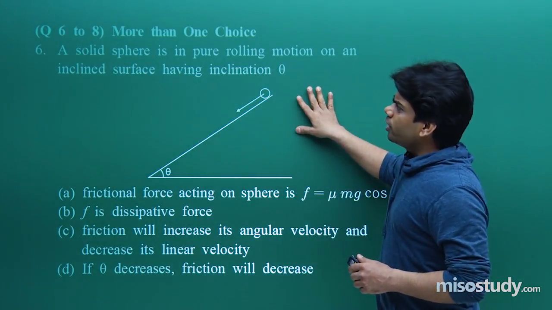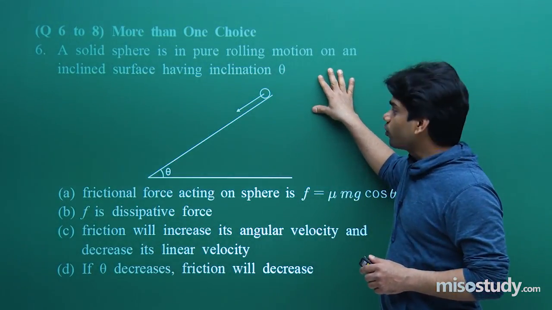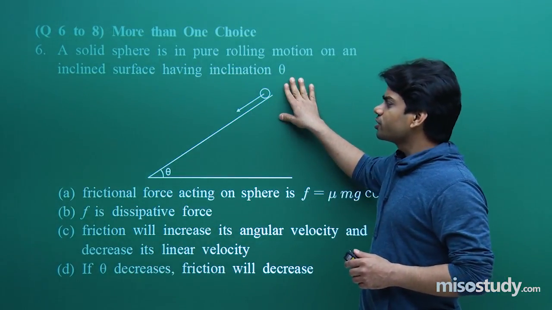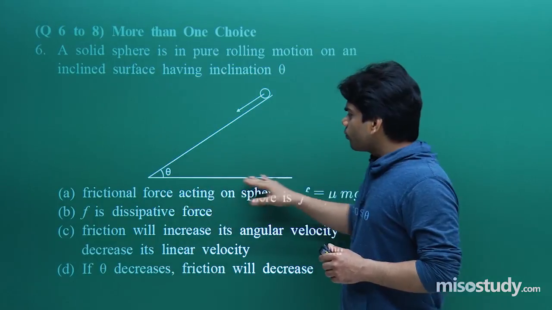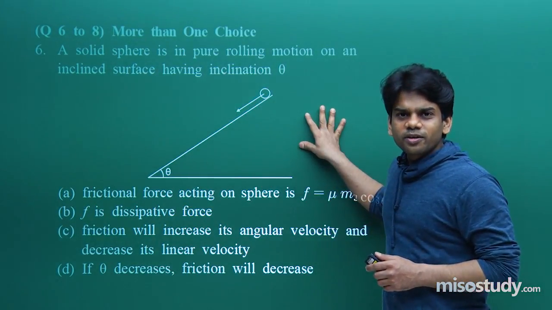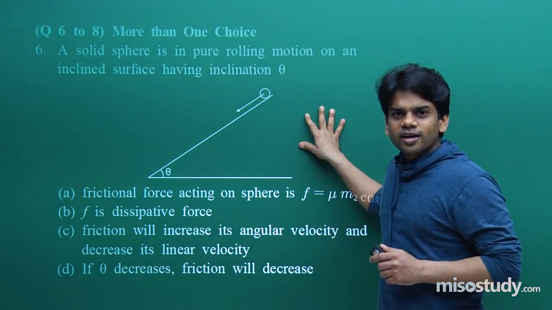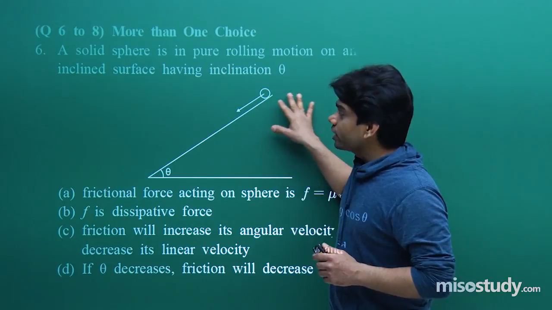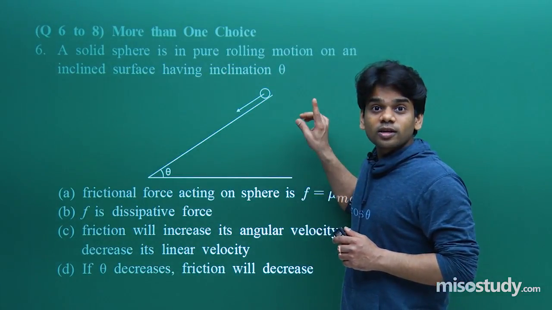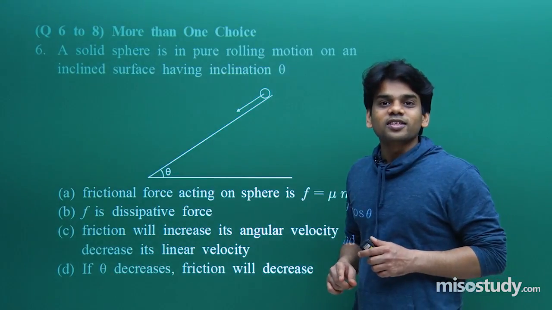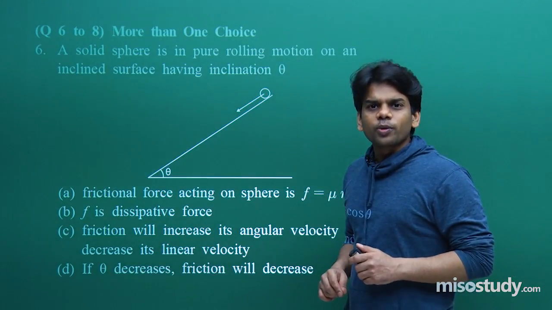6th question: a solid sphere is in pure rolling motion on an inclined surface having inclination theta. So we have an inclined plane and a solid sphere. From solid sphere, you can understand that its moment of inertia will be 2/5 mr square. It's in pure rolling motion, that means it is not slipping, so you can relate linear velocity with angular velocity as v equals r into omega.